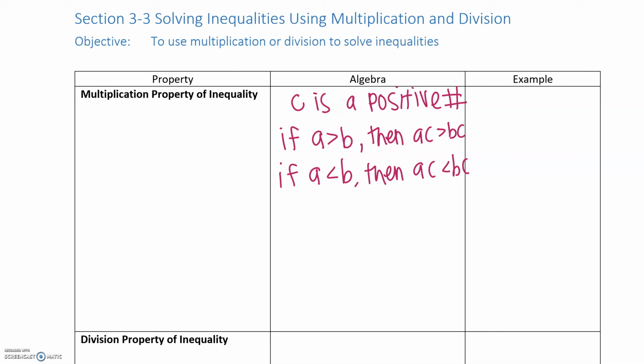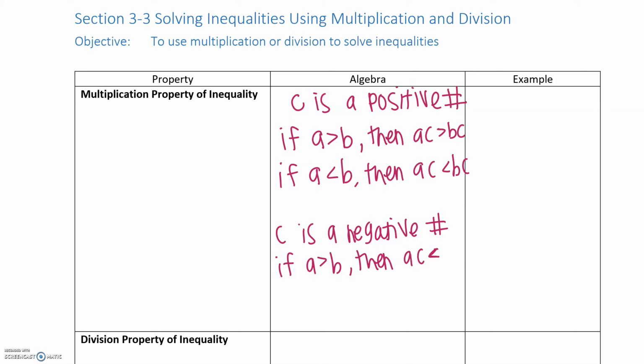But if we have that C is a negative number, we are going to flip that sign. So if we have A is greater than B, then if we multiply A times C, we are going to reverse that inequality sign. And we're going to have AC is less than BC. And likewise, if we have A is less than B, then AC is going to be greater than BC.